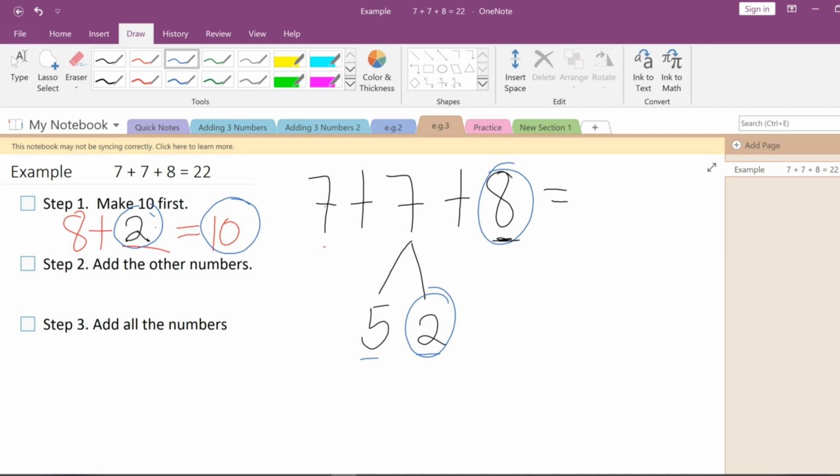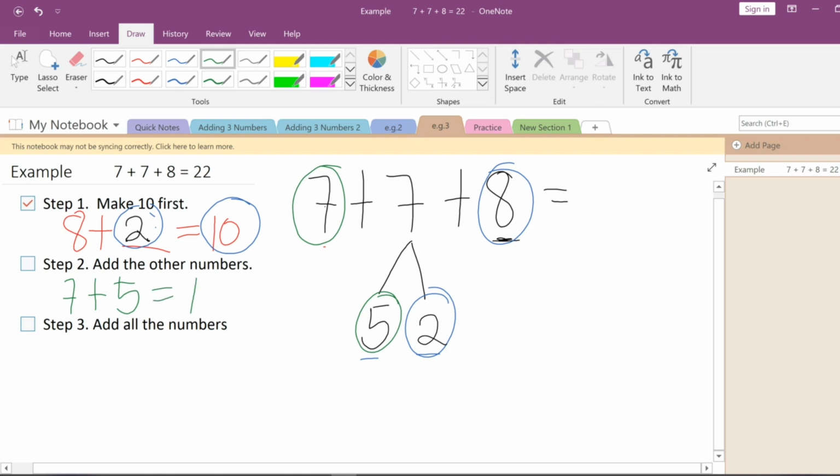Okay, did we do step 1? Yes, we already made 10. So let's tick this box. Step 2, add the other numbers. What are the other numbers? Here. The other numbers are 7 and 5. 7 plus 5, let's add. 7 plus 5 equals 12.